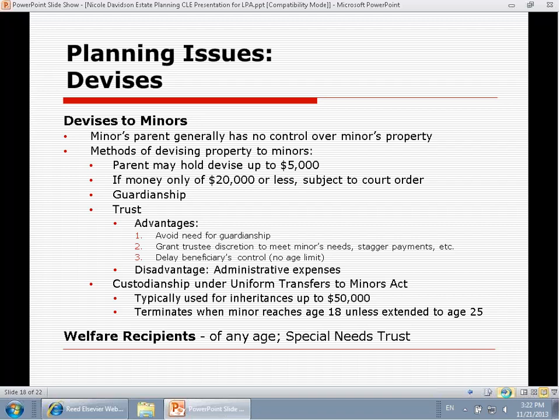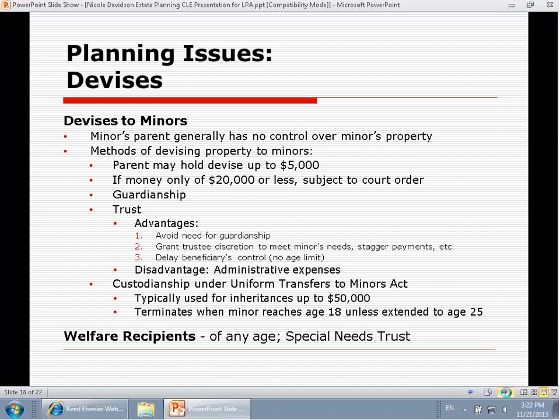If the amount of property is larger, then there could be a trust put in place, and this will have multiple advantages. Of course, avoiding guardianship. My favorite here is second, and that's that the trustee can be given a flexible discretion, so whatever the minor's needs might be, the trustee can determine that and see that they are satisfied.